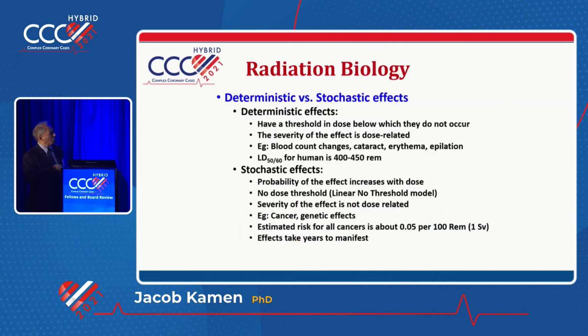Radiation biology. There are 2 types of effects. One is deterministic, one is stochastic. Stochastic comes from statistics. It might happen, it might not happen, like cancer. But deterministic, we know what's going to happen.